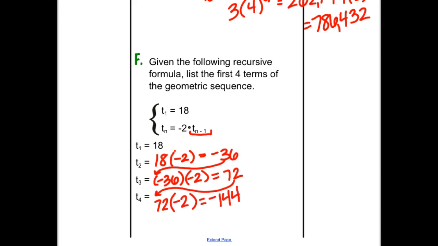You will get some sequences where the terms do what I call oscillating, where it goes back and forth between positive and negative all the way through.